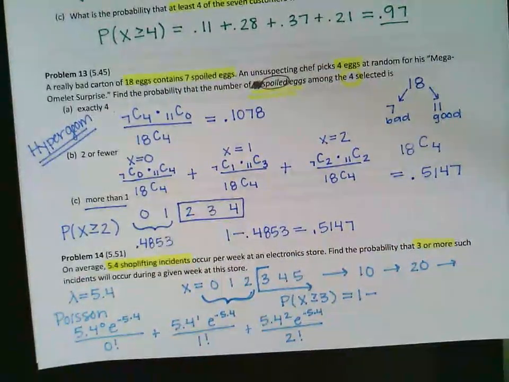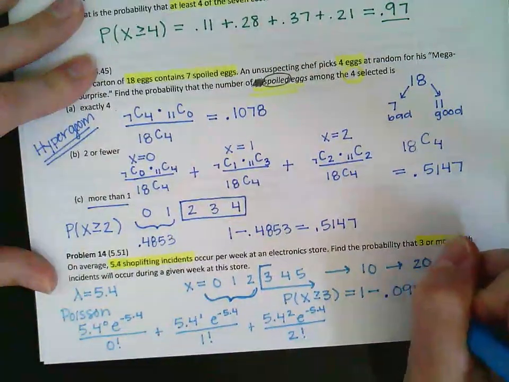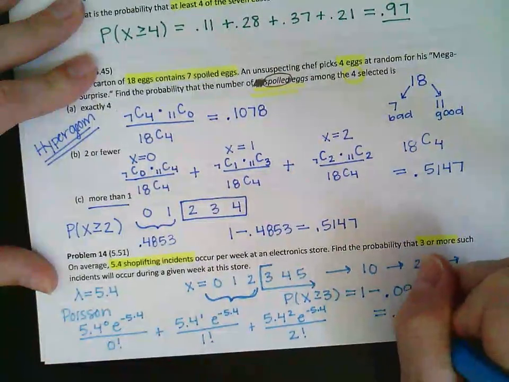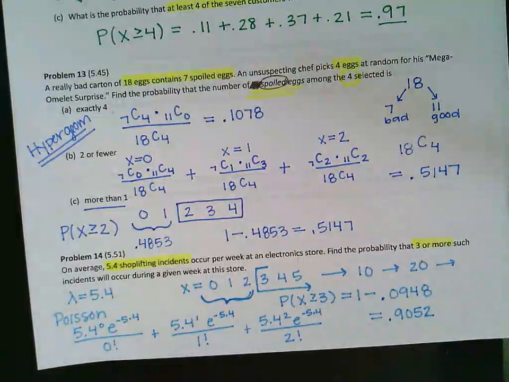Let me go ahead and find it real quick. Okay, so you end up getting that this is 0.0948. And so when you do that 1 minus, you get 0.9052. So we have like a 91% chance at this store that 3 or more shoplifting incidents are going to occur, and only a 10% chance that it's going to be less than 3. That doesn't seem like very good odds in favor of the store, but based on the data, that's our distribution probabilities, okay?